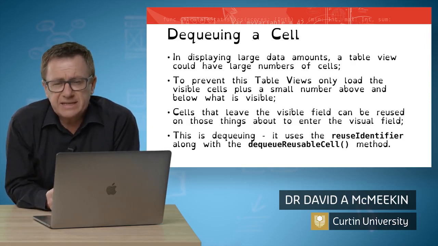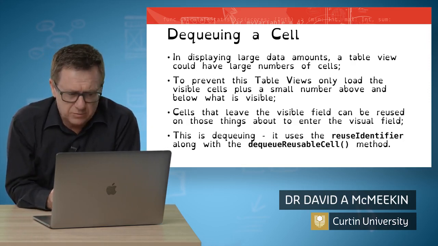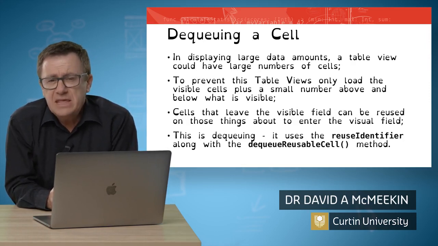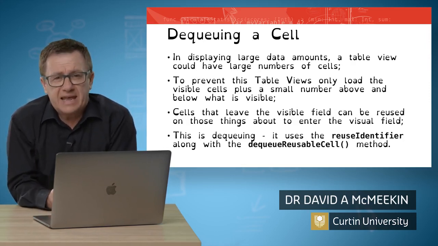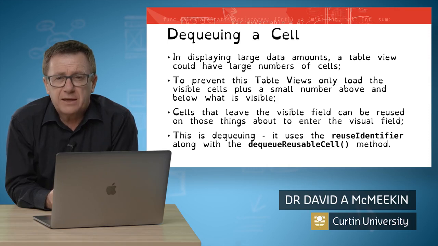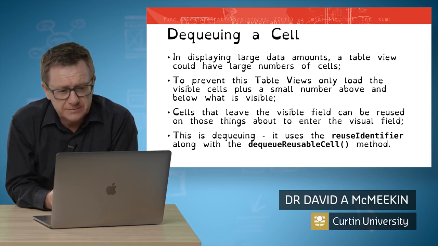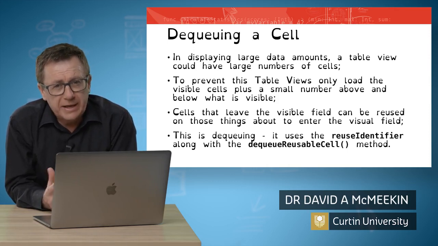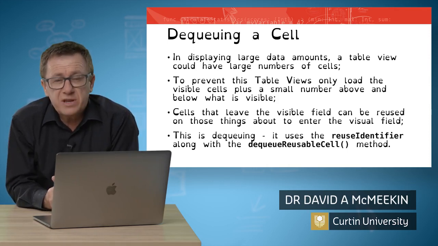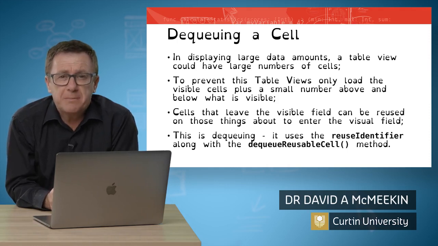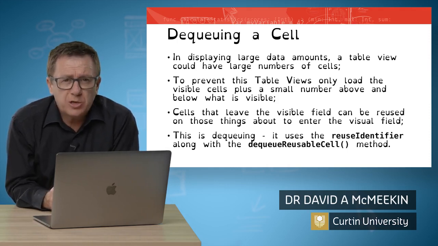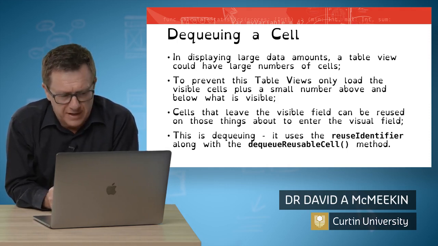Now, the last thing we need to do is dequeue a cell. You can imagine that there is a large amount of data, and that would mean we've got a large number of cells. So, on a device, memory is crucial. How are we going to manage this? Well, iOS takes care of a lot of it for us.